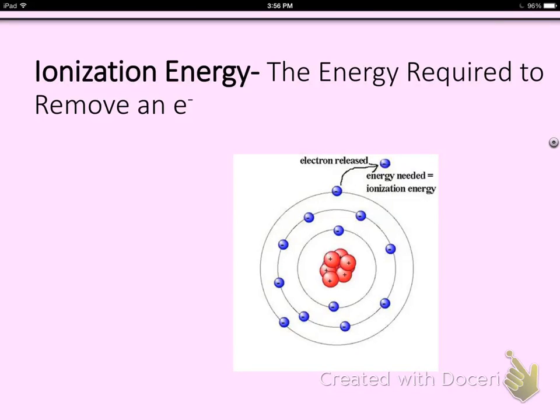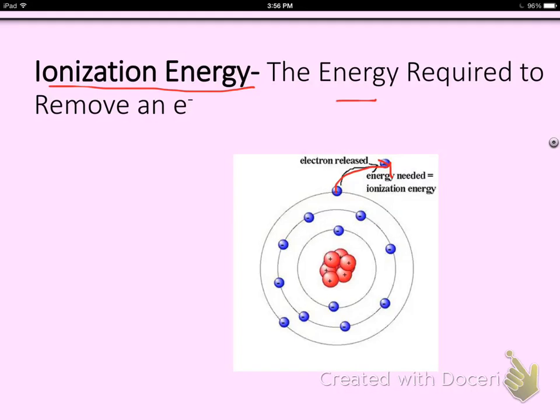Okay, the next trend we're going to talk about is ionization energy. Ionization energy is simply the energy required to remove an electron. Okay, and it always takes energy to remove an electron, even for those elements that really want to have a full outer shell. It does take some energy to make that happen.